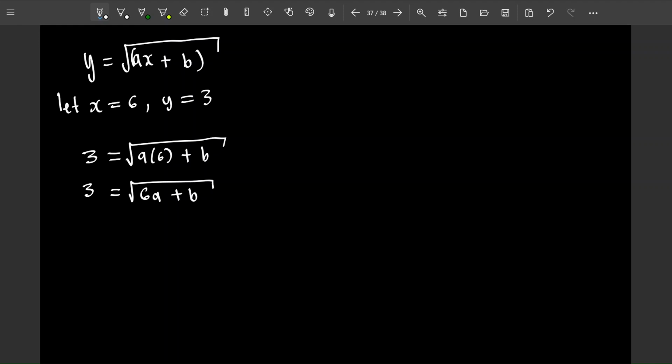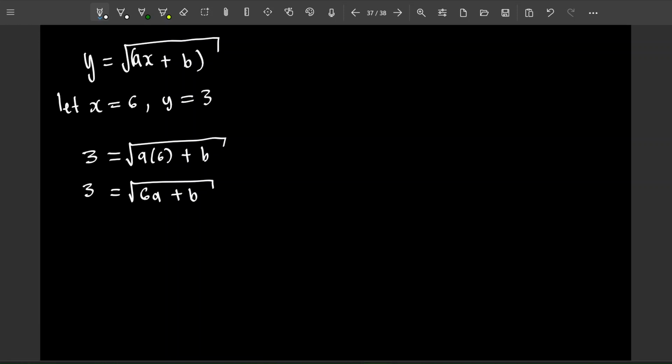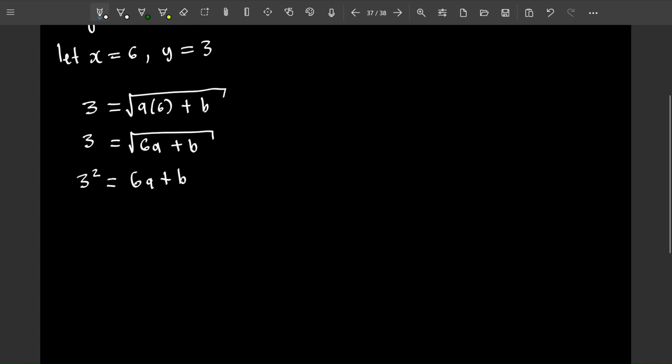And we could take the square root to the other side. If you're not sure, you could watch some videos that I have on subject of the formula. I'll put the link in the description. So this square root goes to the other side. You now have 3 squared equal to 6a plus b. 3 squared is 9, so 9 is equal to 6a plus b.